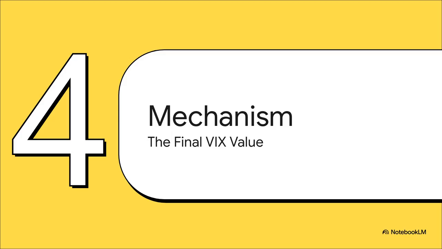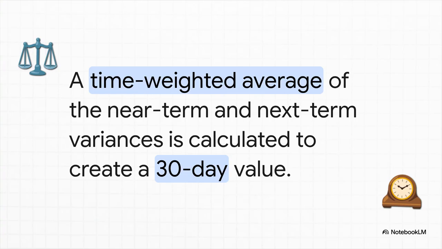So we've got two different volatility numbers, but the VIX needs to be one single 30-day forecast. So here's how we blend them together. This final step is really just a weighted average, and it's all based on time. Imagine our 30-day target is on a timeline, sitting between the near-term and the next-term expiration dates. Well, the closer one of those expirations is to our 30-day mark, the more weight its variance gets in the final mix. Simple as that. Once we have that blended number, we just take the square root to turn variance back into a standard volatility, and then multiply by 100 to get that final VIX value you always see quoted.